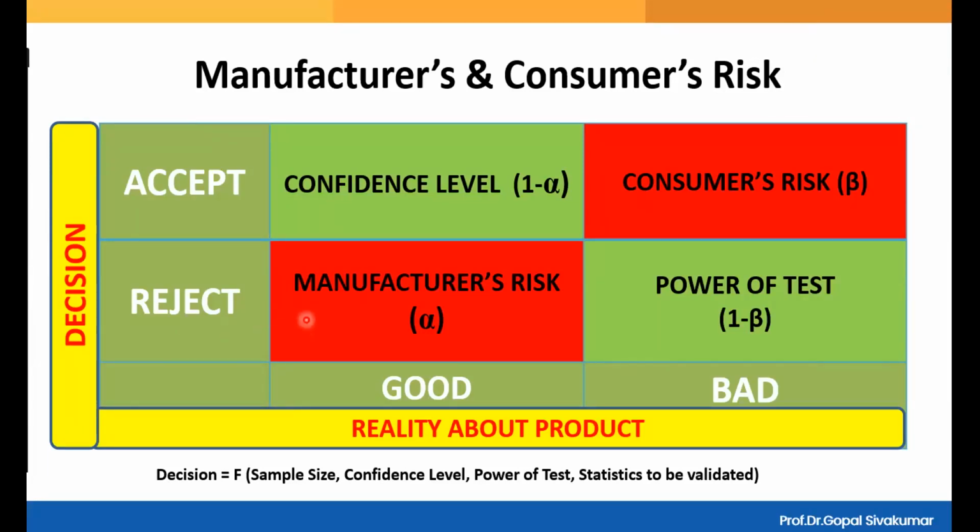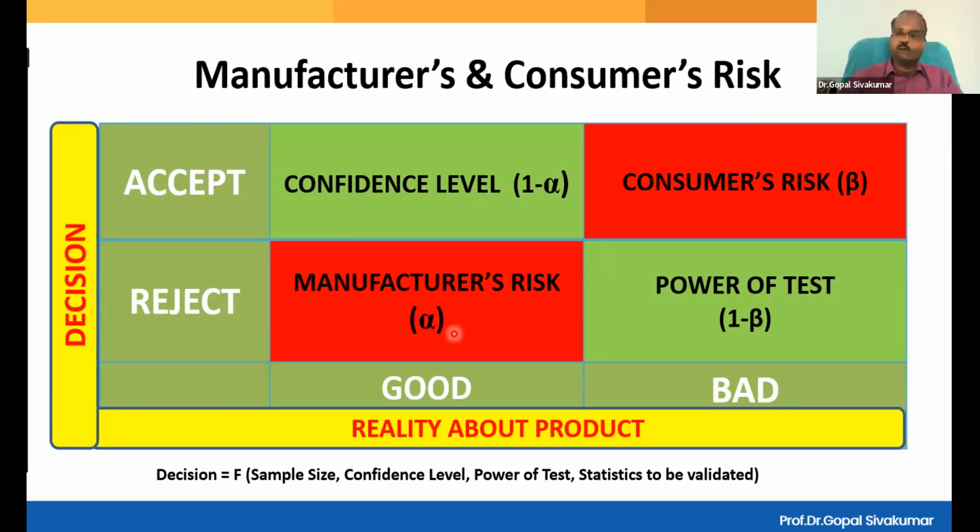Yes, sir, this is an error. A good product or a good lot is rejected based on the sample. And this is called manufacturer's risk, because the product is good, but the manufacturer is suffering because of the limitation of sampling. It is known as alpha. There has to be a limit for alpha. Anytime you do a sampling study or an experimentation, the first thing you should decide is to fix alpha.